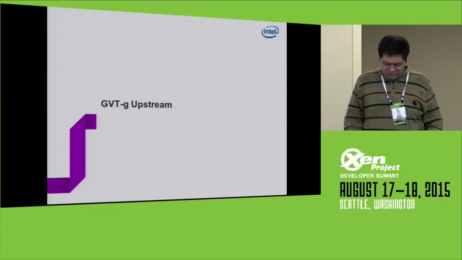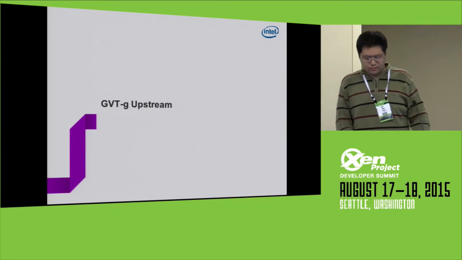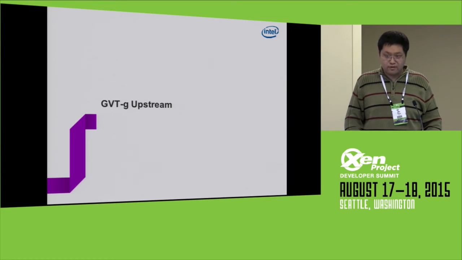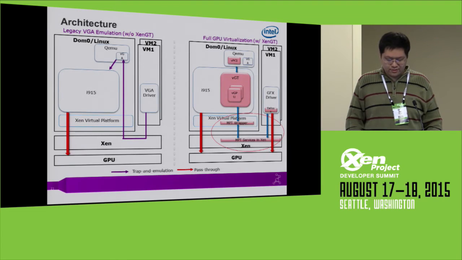Okay. So the next topic is GVT-g upstream. For GVT-g upstream, this was our main focus in 2015. This is the basic architecture of GVT-g. The core logic of GVT-g is based on the MPT wrapper driver here, and it also requires some MPT services in the hypervisor, with the two components here, and with the whole solution, GVT-g should work.